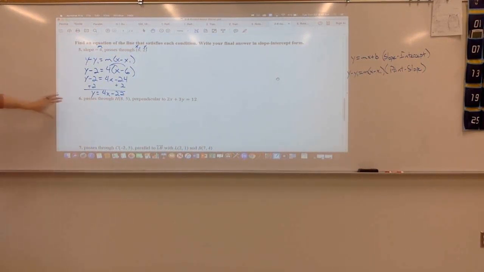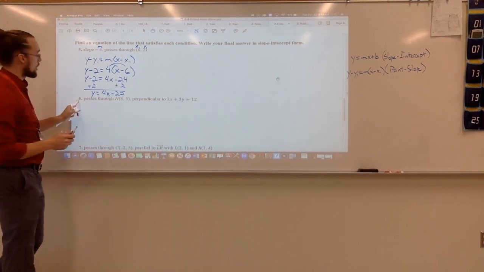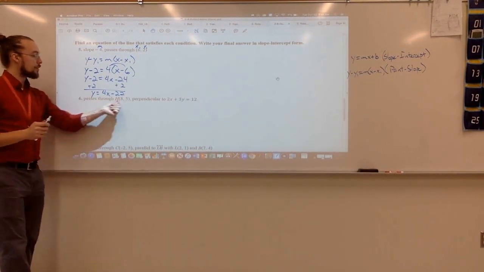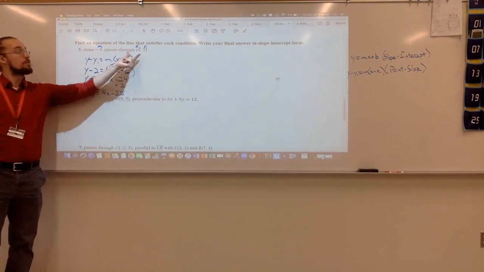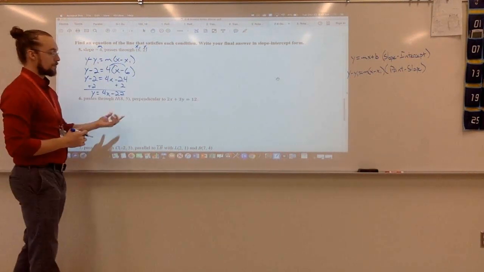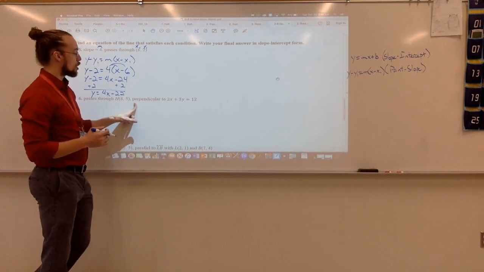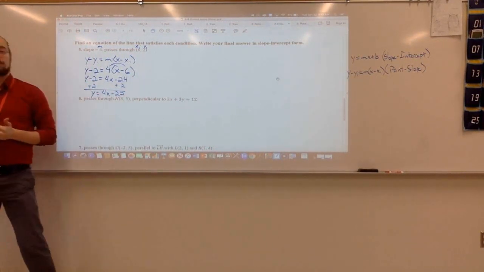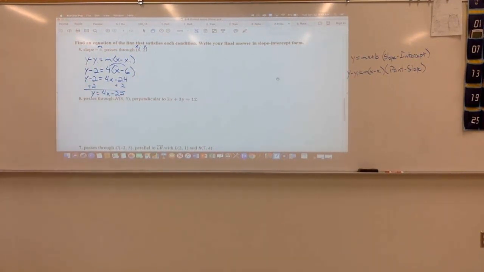For the next couple, though, we have one step we need to do before we can do something like this. So if I look at number 6, it says we want to write the equation of a line that goes through this point. So we're given a point, just like we were in number 5. But then we're not given a slope. We have to determine the slope out of this second piece of information. It says we want a line perpendicular to 2x plus 3y equals 12.